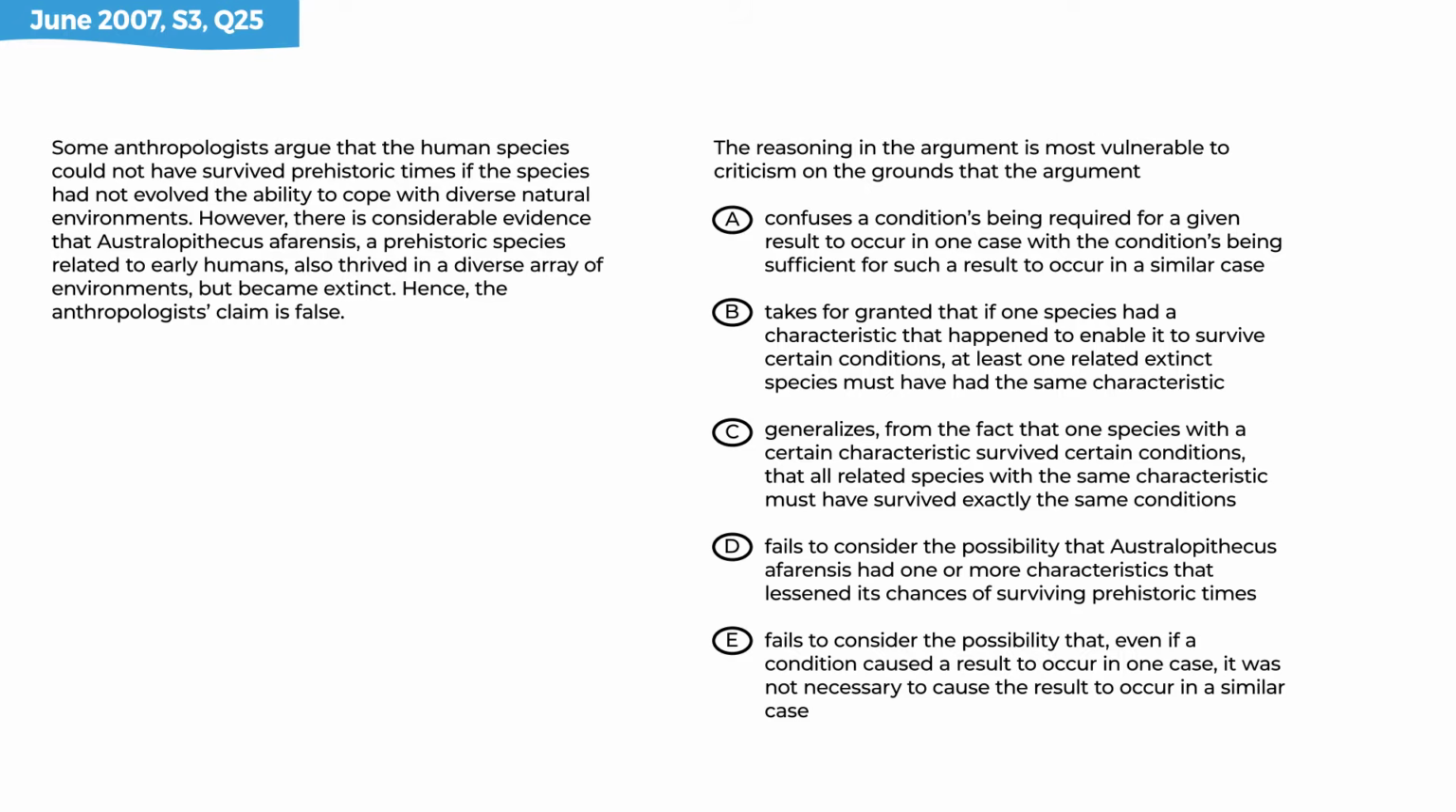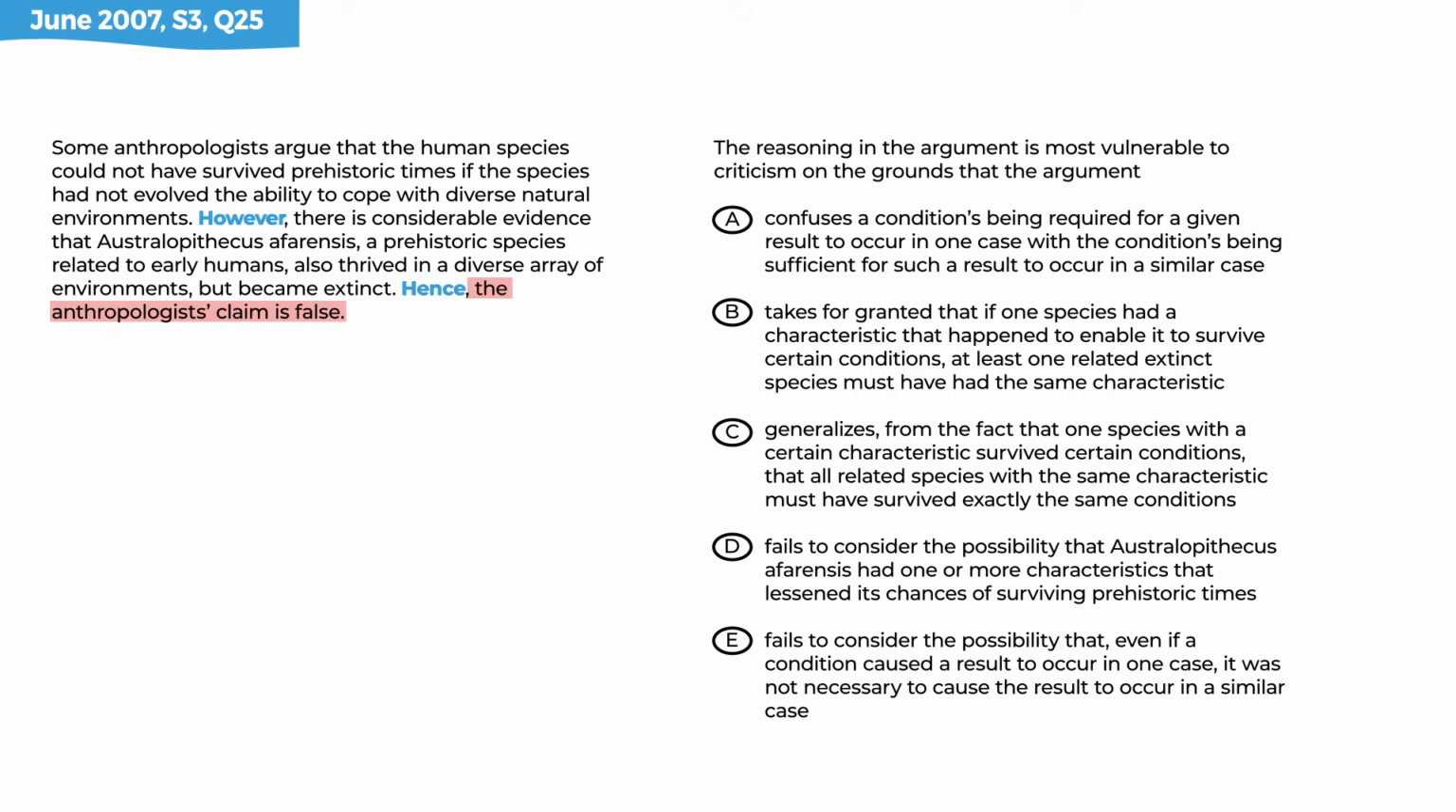All right, welcome back. Okay, we're going to start with the conclusion again. And we see the word however in the middle of the argument, so we know that we have a pivot here. We're pivoting away from the opposing point and towards the author's point, and then we get the word hence at the end, so we have the conclusion at the very end. And the conclusion is that the anthropologist's claim is false.